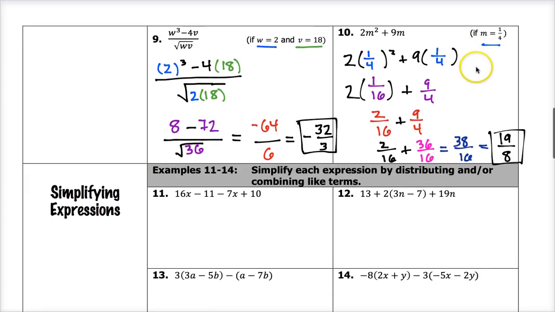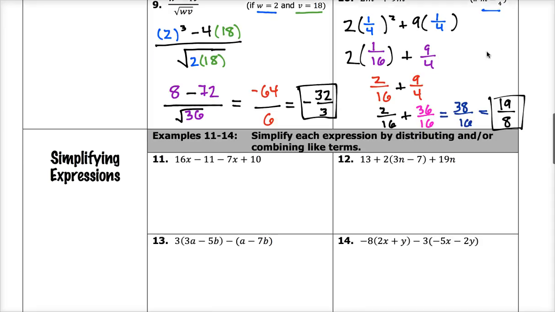And again, if you had trouble with those and can't see where you made your mistake, make sure you make a note and check with me the next time you see me in class.